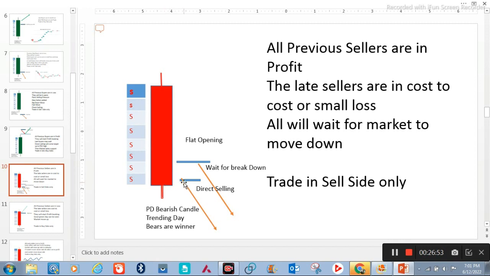Near to the closing price, you can take this one as a direct selling. Suppose it is a little bit above this closing price, we have to wait for the breakdown and sell in the downside only. Trade in sell side only. We have to trade in the downside only. This is the one situation: flat opening and near to closing price.